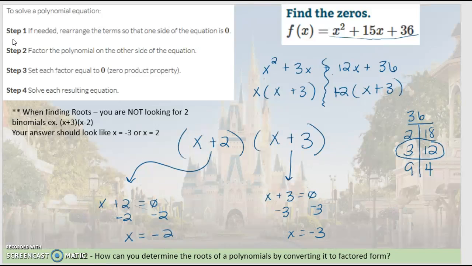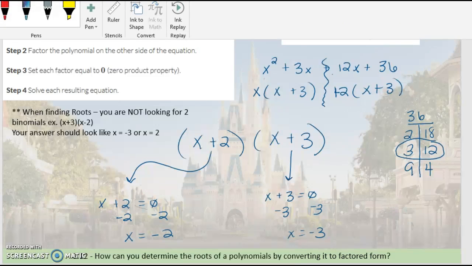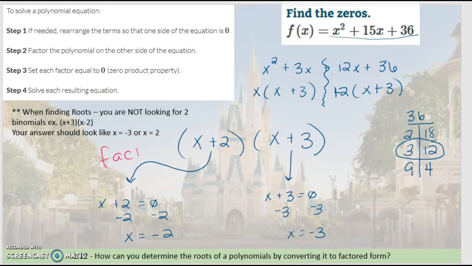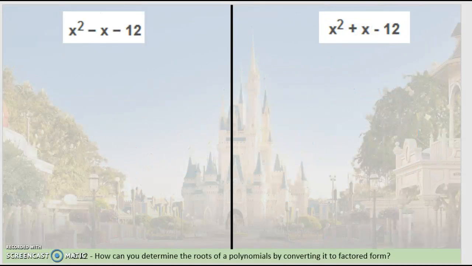So when it asks you for your factors, these are factors right here. If it asks you for your roots, these are your roots. Negative 3 and negative 2. So let's do 2 more examples.